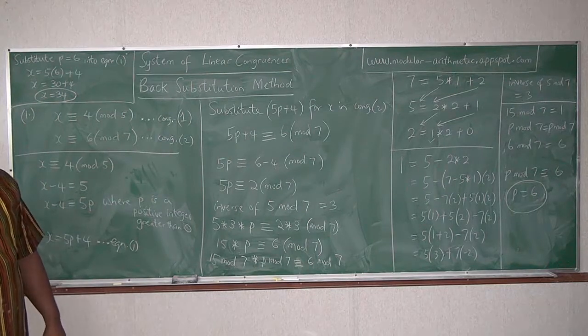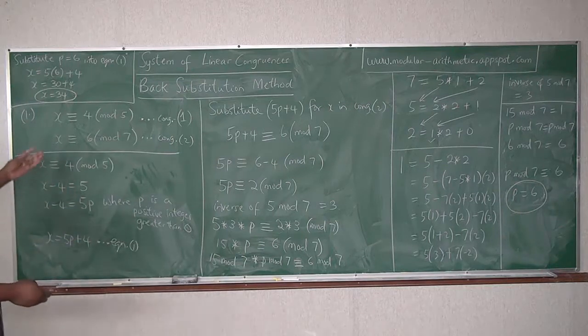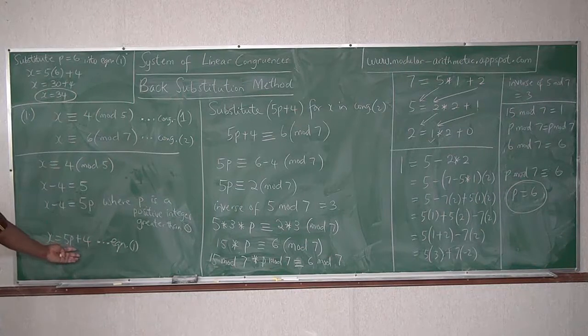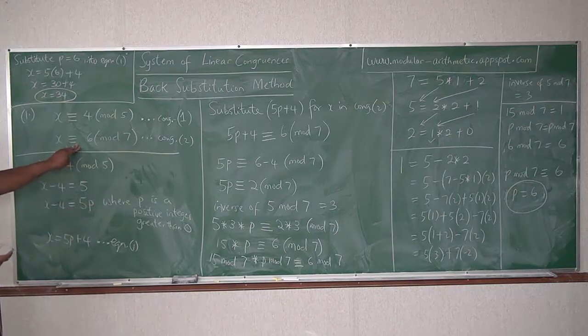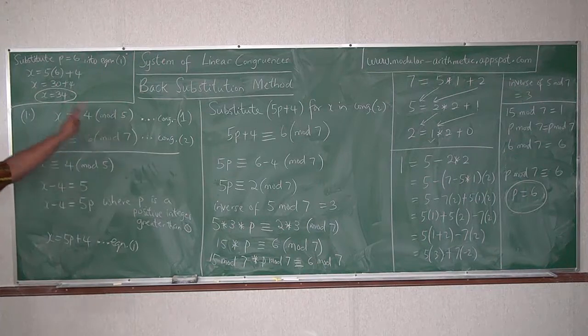So what we just did is get the first congruence, convert it to an equation, substitute for that equation in the second congruence, find the variable p, and then substitute back to get your x. That is all we did.